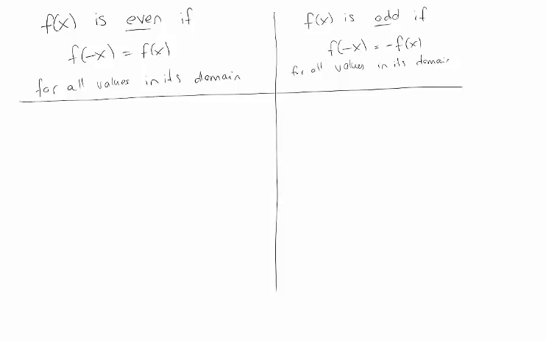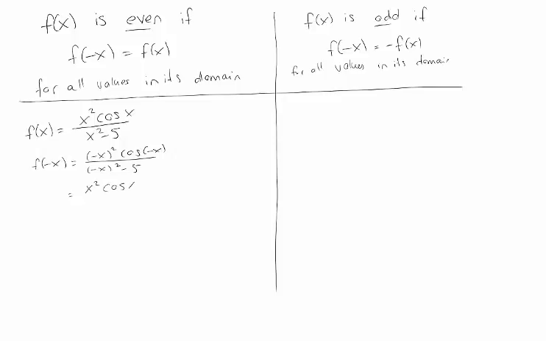What that means is that it doesn't matter if I put in a positive or a negative number, the function is going to give me the same thing out. This function is an example of an even function. If I put in a positive or negative number, I get the same thing out. And to prove that, if I plug in minus x everywhere I see x, I notice that minus x squared, that's the same as x squared.